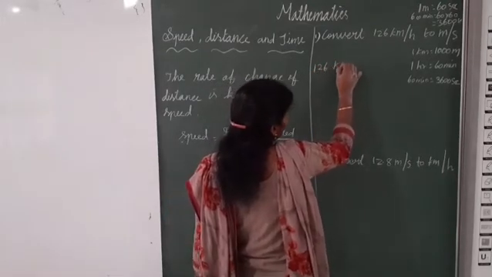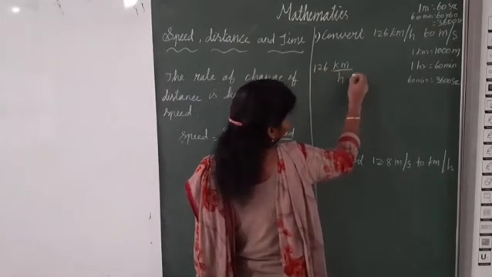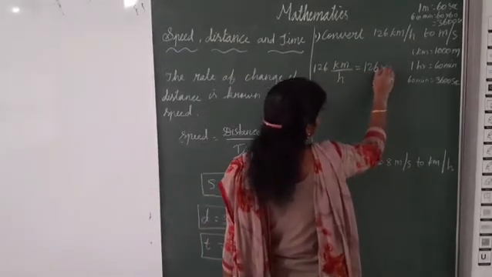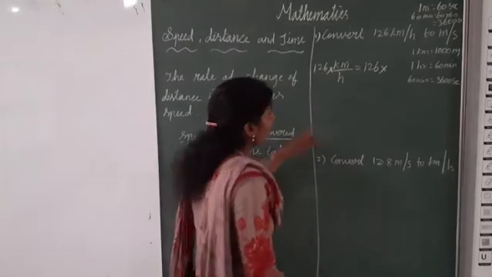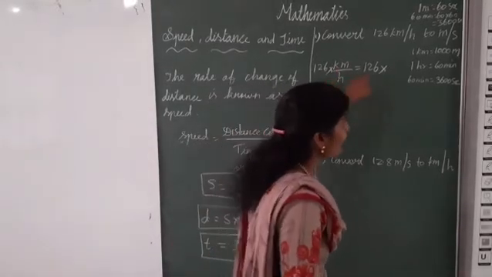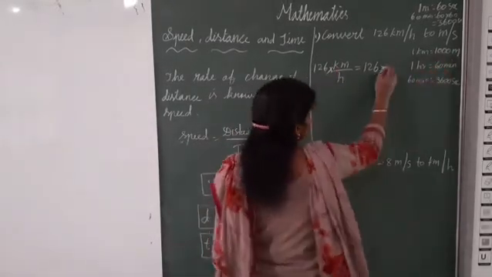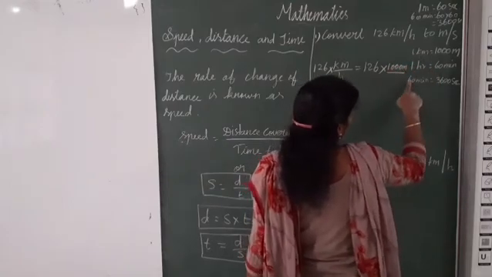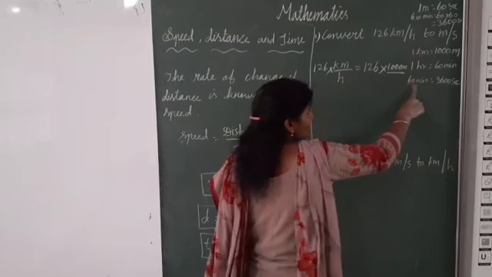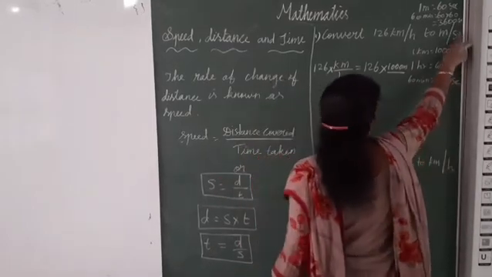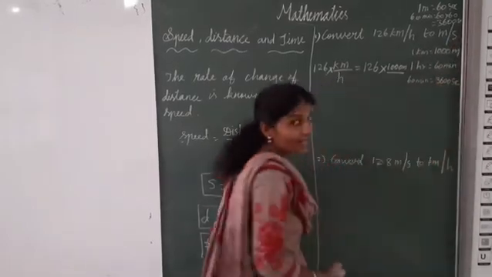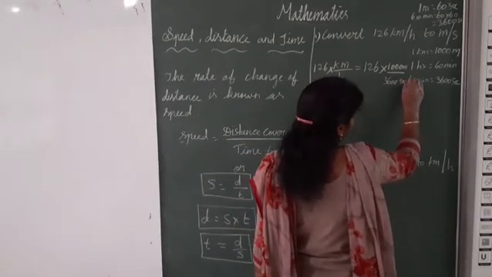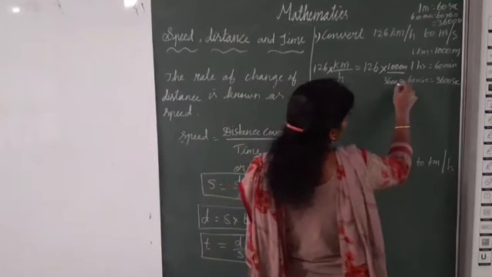126 kilometer by hour. This is the meaning, isn't it? So 126 into 1 kilometer is equal to how many meter? 1000 meter. So we can write here 1000 meter by 60 minutes. 1 hour equal to 60 minutes. 60 minutes, we need to convert into second. How many second? 3600 seconds. Okay. Now we can cancel it.